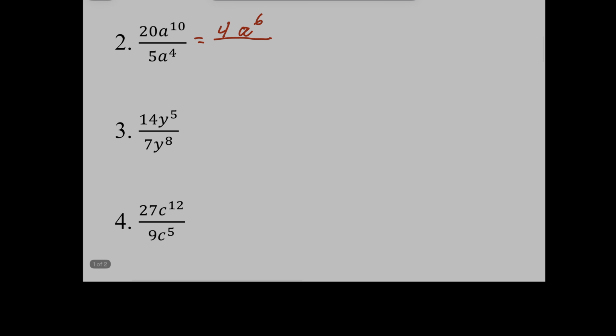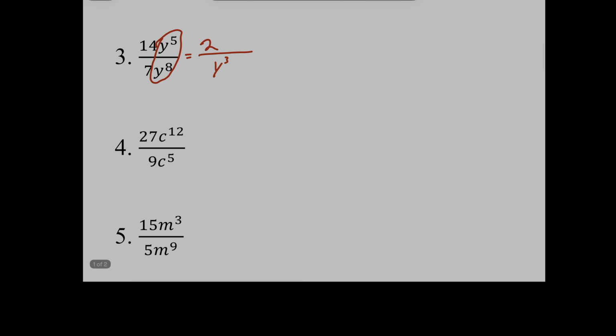All right, now this one's going to be a little bit different. 14 divided by 7 is 2, and I write 2 on the top. But now look at this. I'm going to subtract them. I have y's on top and bottom. I'm going to subtract them, but there's more on the bottom, so my y to the 3 stays on the bottom. Keep it on the side that had more.